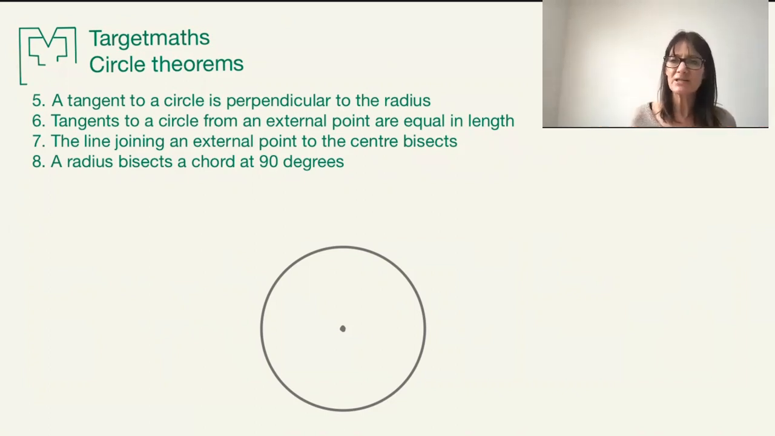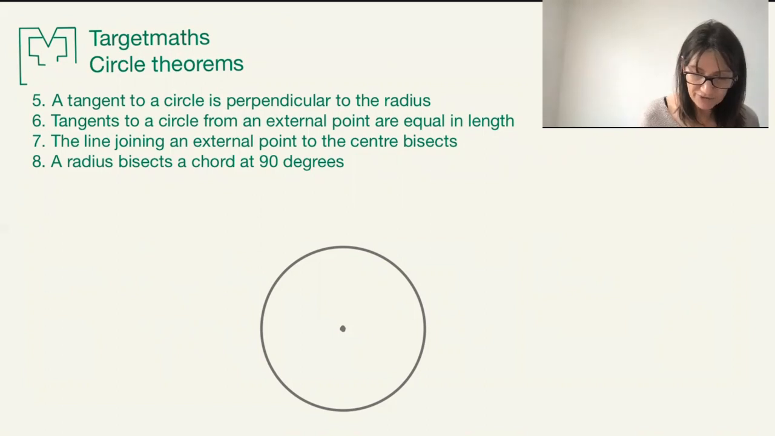So I think the best way to do this would be for you to watch all of them and then rewind. And as you're re-listening a second time, you are making your individual diagrams to go with the rules. Okay, so I would really encourage you to do it that way round.